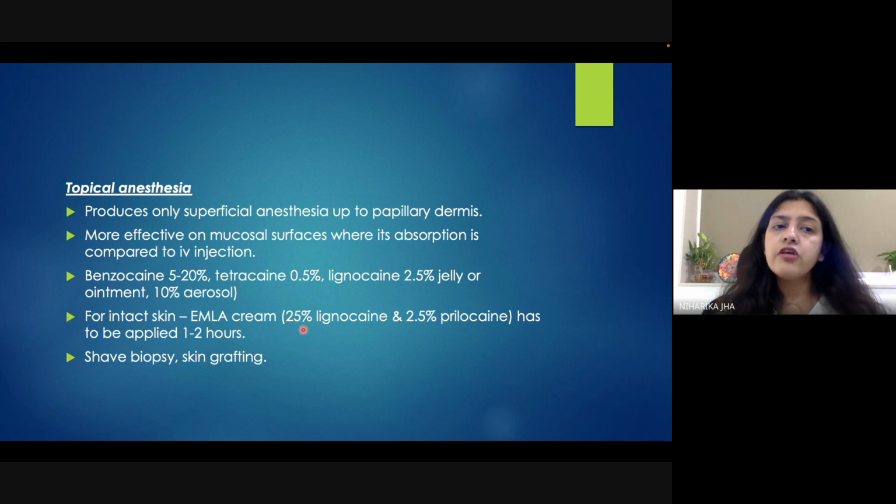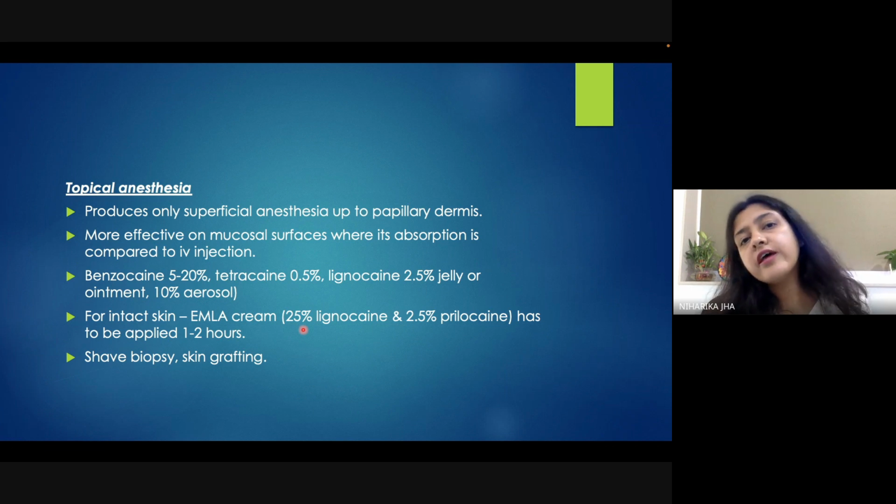In dermatology, we use topical cream anesthesia for procedures such as wart removal, molluscum removal, mole removal, vitiligo surgeries, skin grafting, and punch biopsy. So it is very important in dermatology.